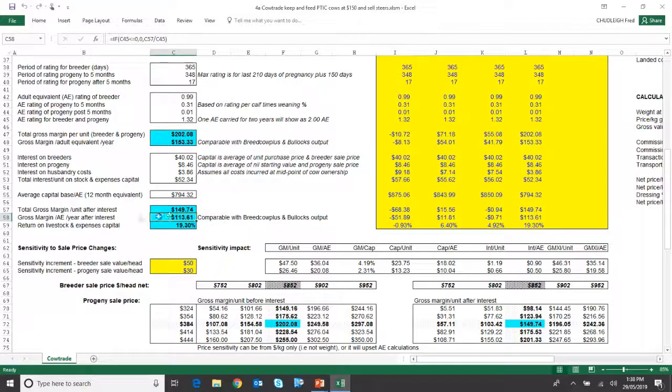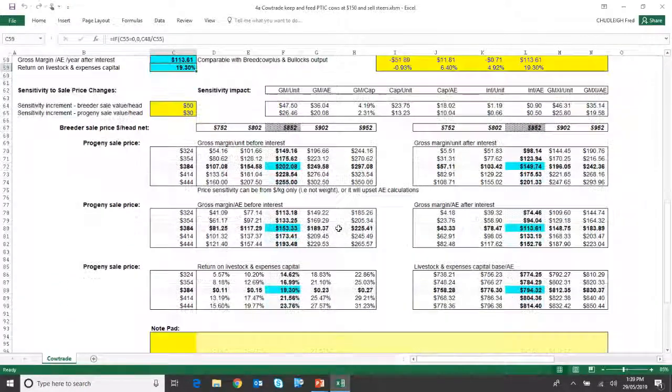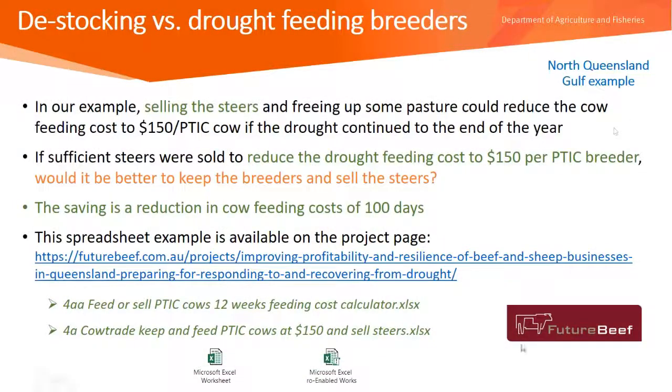So that's the number. Now, if we're trying to free up capital and sell down cattle, there's our other number, return on livestock and expenses capital. So the two that are important to us, and down here we've got some sensitivity tables, gross margin per AE after interest, and it varies with increment in the breeder sale value or increment in the progeny sale value, and you can look there at different sale prices, progeny sale price, breeder sale price, on the impact on that gross margin per AE after interest. So that's our little cow trade spreadsheet.